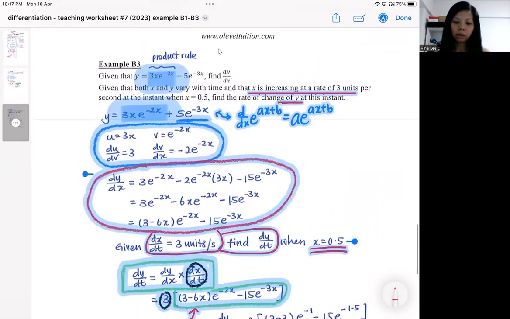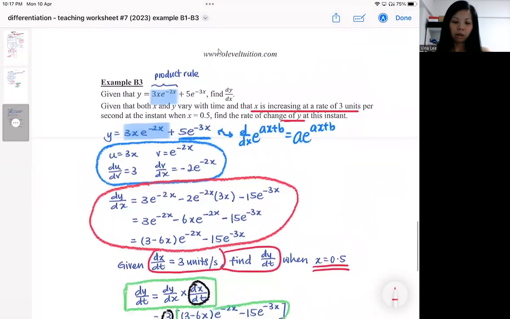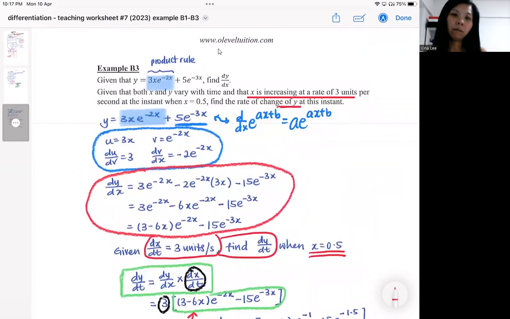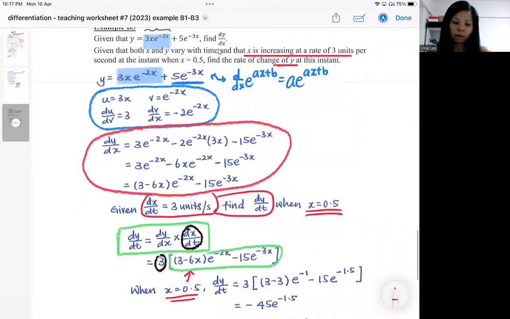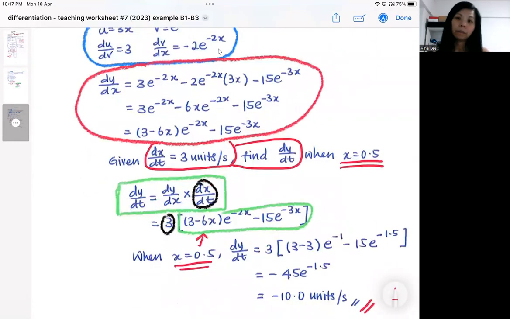Okay, so please take note of the various ways of differentiating depending on the question, but if it's rate of change, the generic formula of rate of change doesn't change. Okay, it's only the dy/dx that changes.